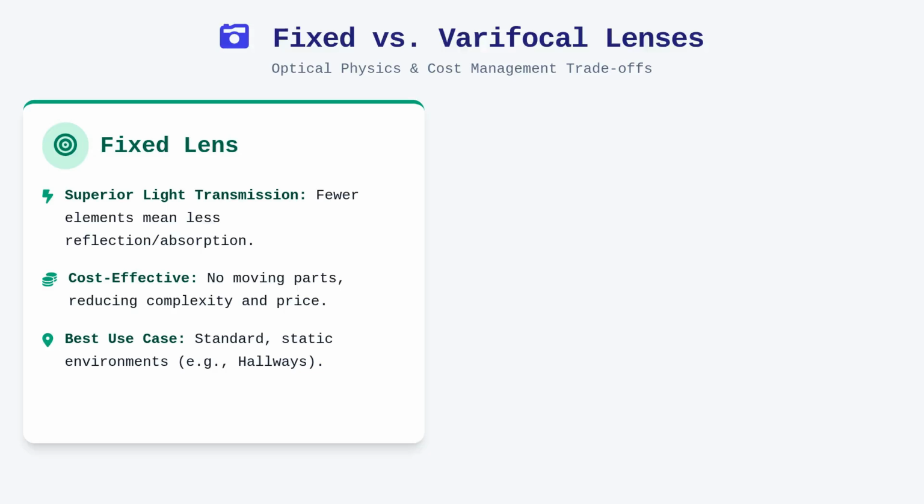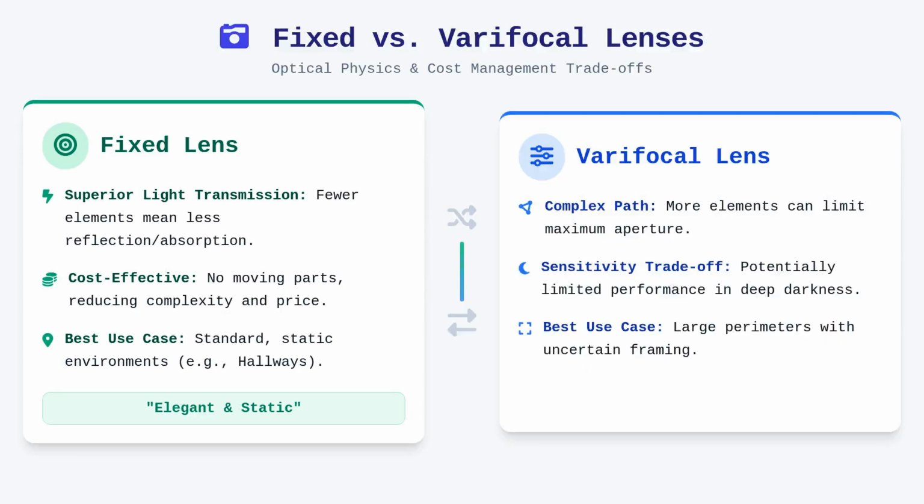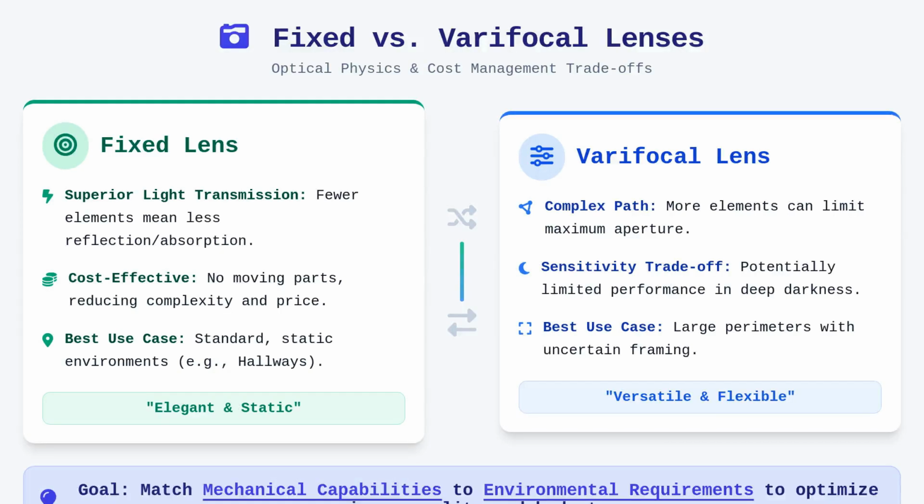When an engineer specifies a camera for a standard, static hallway, a fixed lens is an elegant and cost-effective choice that eliminates the variables associated with moving parts. In contrast, securing a large perimeter where the exact required crop of the frame might not be clear until the device is powered on justifies the extra investment in a varifocal system. By matching the mechanical capabilities of the hardware to the specific environmental requirements, we avoid overspending on features we do not need while ensuring the optics do not become the bottleneck for image quality.